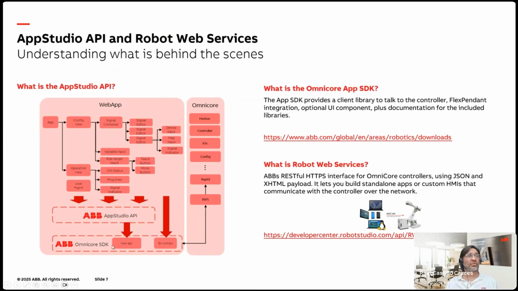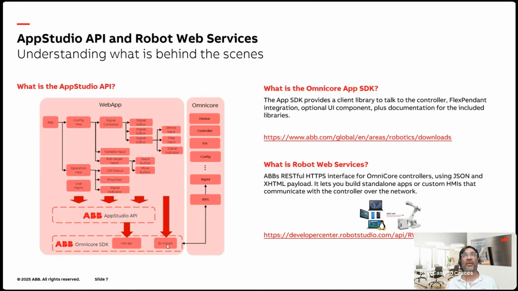I'm not really going to show too much about it, but the API internally is using the so-called Omnicore SDK. The Omnicore SDK has been used already in the past for creating web applications that talk to the controller. This is a library of robot web services together with some other graphic elements. And AppStudio takes this as a foundation and builds on top of it. So inside any web application generated with the AppStudio, you will find the SDK internally.